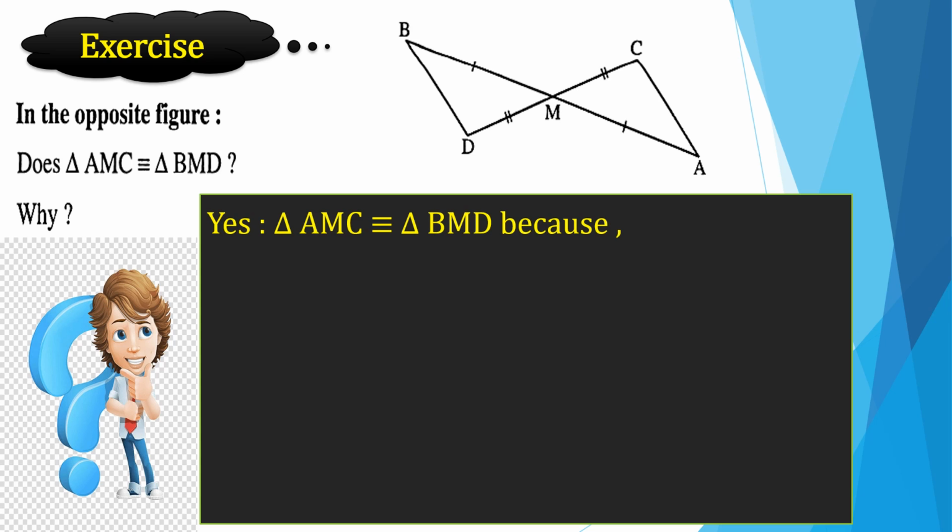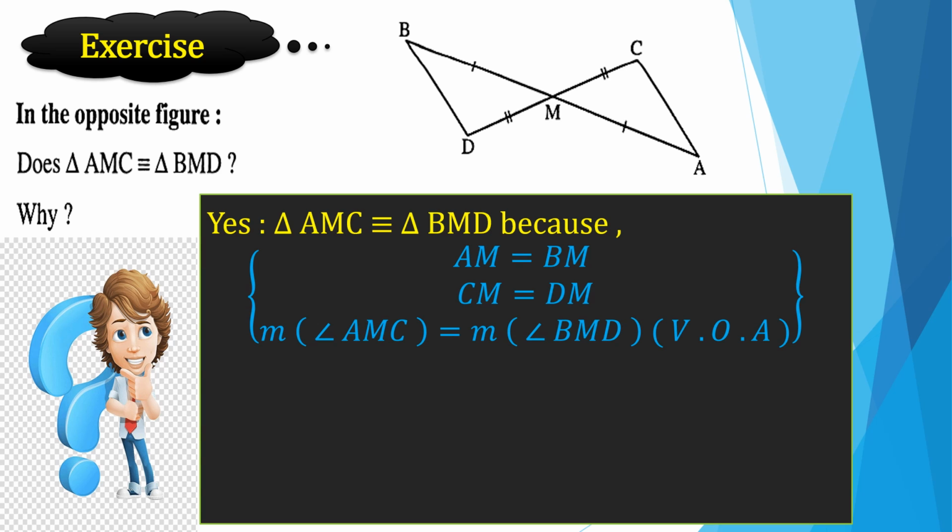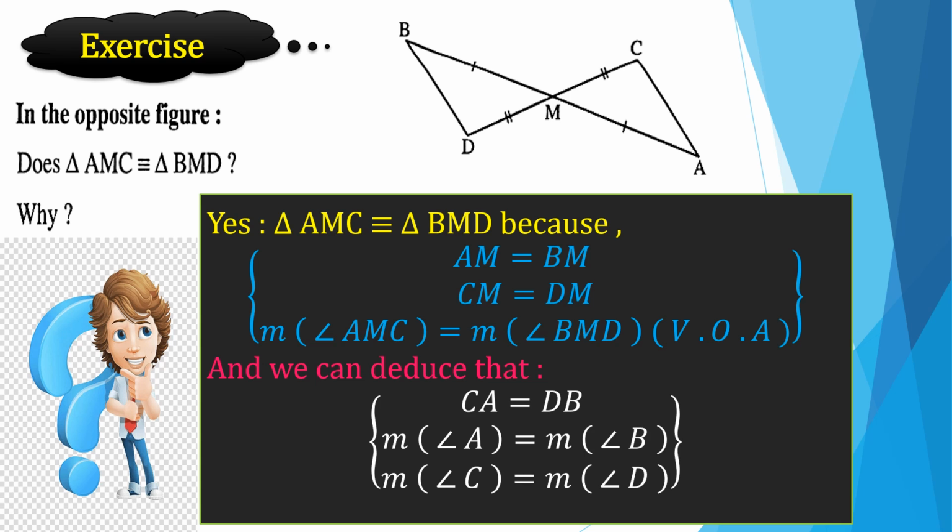Yes, the two triangles AMC and BMD are congruent because AM equal to BM, CM equal to DM, and measure of angle AMC equals the measure of angle BMD as vertically opposite angles. And we can deduce the other three elements, CA equal to DB, measure of angle A equal measure of angle B, measure of angle C equal to measure of angle D. So the two triangles are congruent.